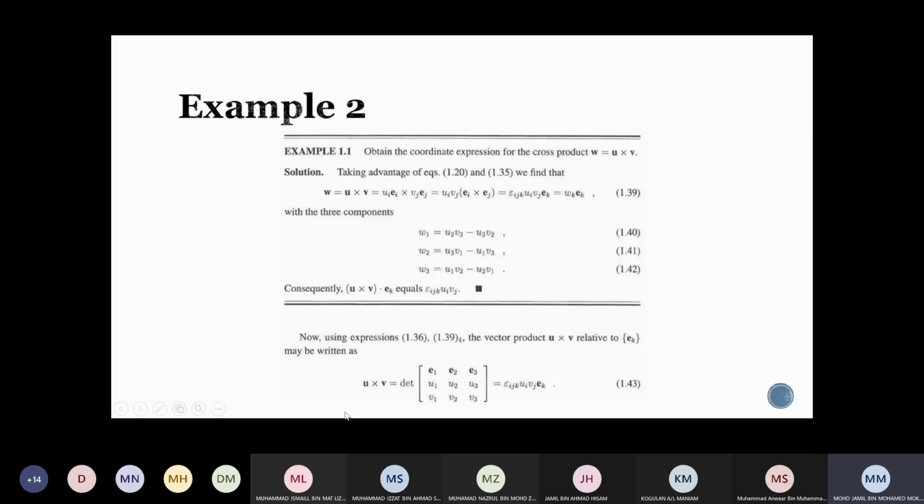Okay, so to find the cross product U cross V, you can just use the determinant of this, that I showed earlier. For now, let's forget about this symbol. So to find the cross product, take the determinant of this thing.